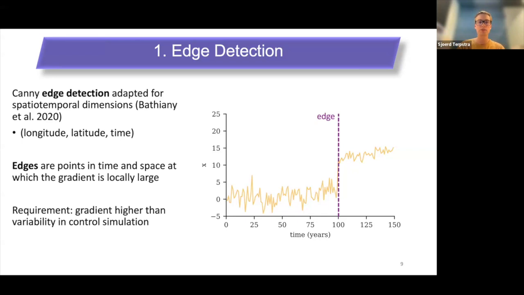Now here I have an example time series of some fake data, where you can see at year 100, you have a strong increase in the variable. So this method is then capable of saying like, okay, here is an edge, here something happens. And one of the requirements for something to be an edge is that this gradient needs to be higher than the variability in some control simulation. And as mentioned before, we control this by looking at pre-industrial simulations. So these changes need to be at least bigger than the normal variability in a system.